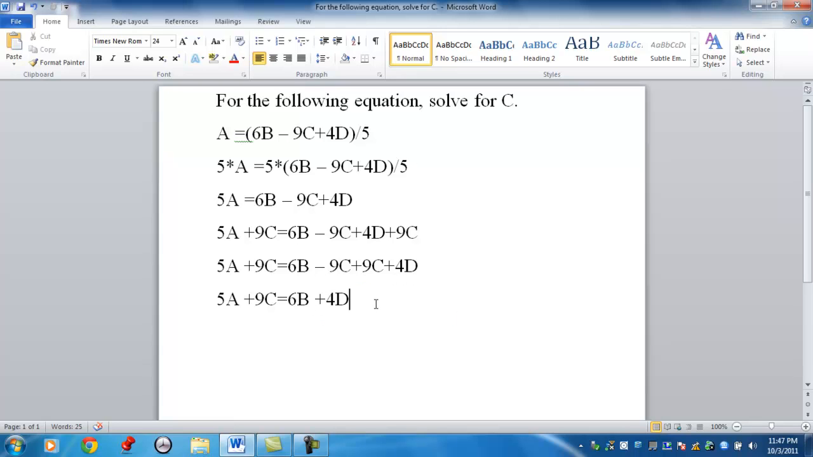And so now, what I need to do next is get 9C by itself. Let's get rid of this 5A. So what I'm going to do to both sides of the equation is add the opposite of a positive 5A, which is a minus 5A, to both sides of the equation. Okay. Again, just using the commutative property here.